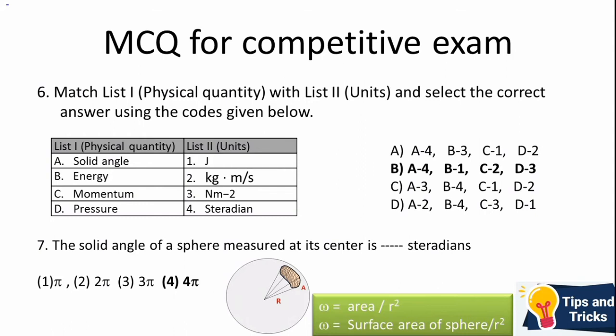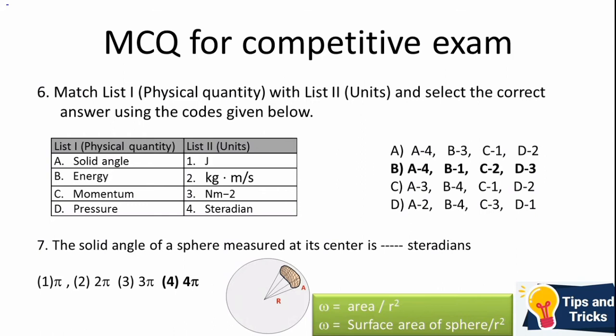So the 7th question, the solid angle of a sphere measured at its center is dash steradians. So the question is, the total solid angle of the sphere measured at its center. So the options given are pi steradians, 2 pi steradians, 3 pi and 4 pi steradians.